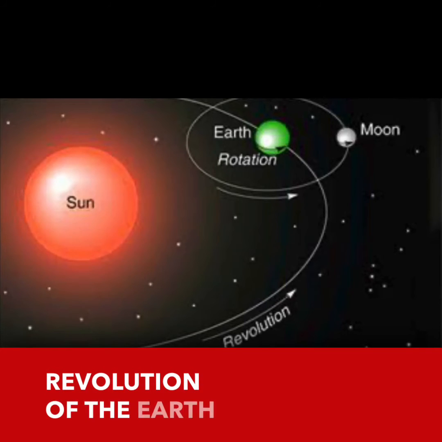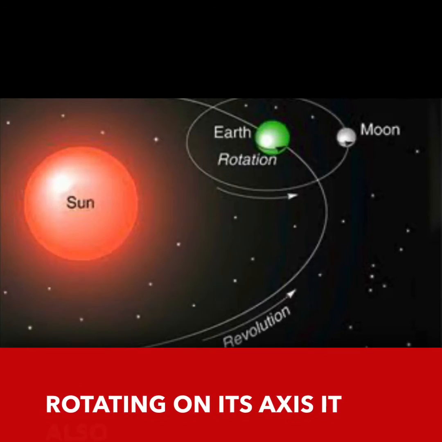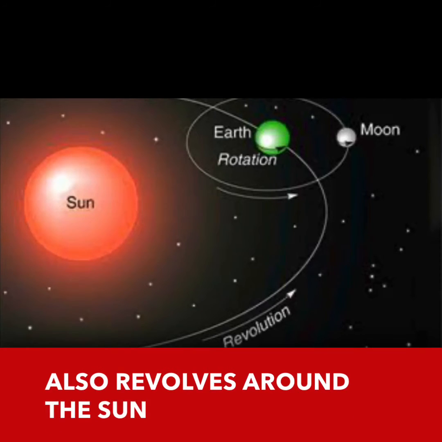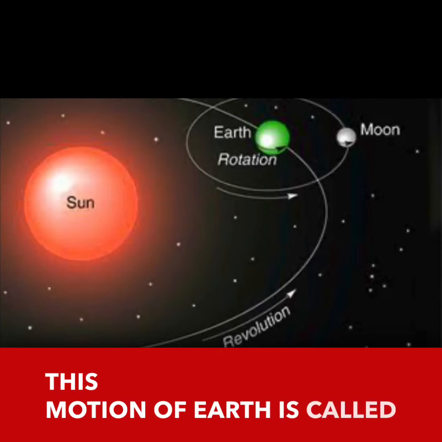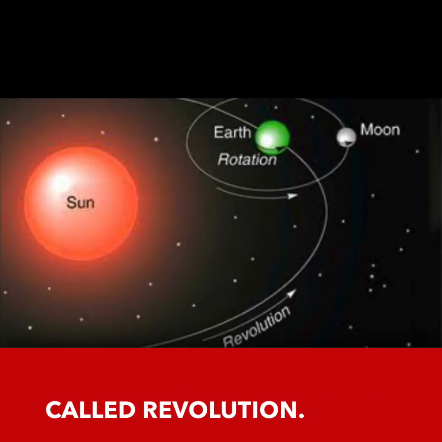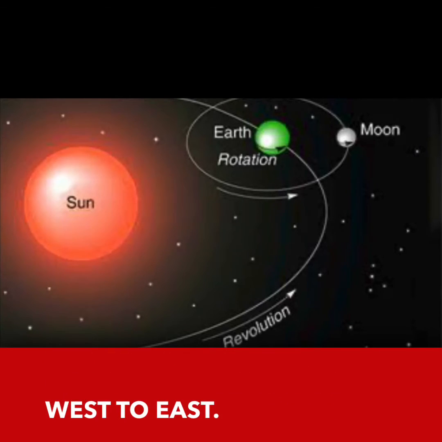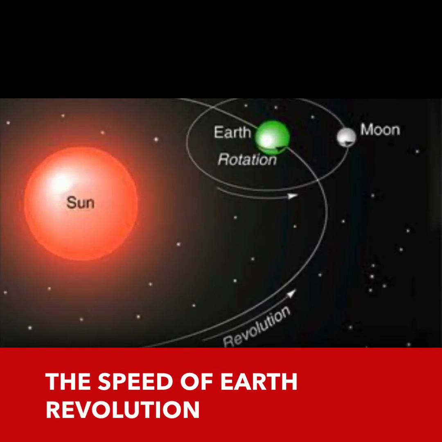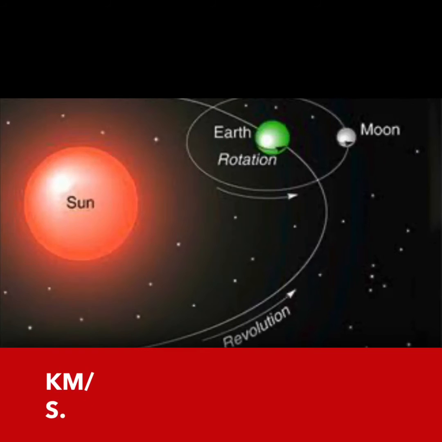Revolution of the earth. While the earth is rotating on its axis, it also revolves around the sun. This motion of the earth is called revolution. The earth revolves around the sun from west to east. The speed of the earth's revolution is about 30 km per second.